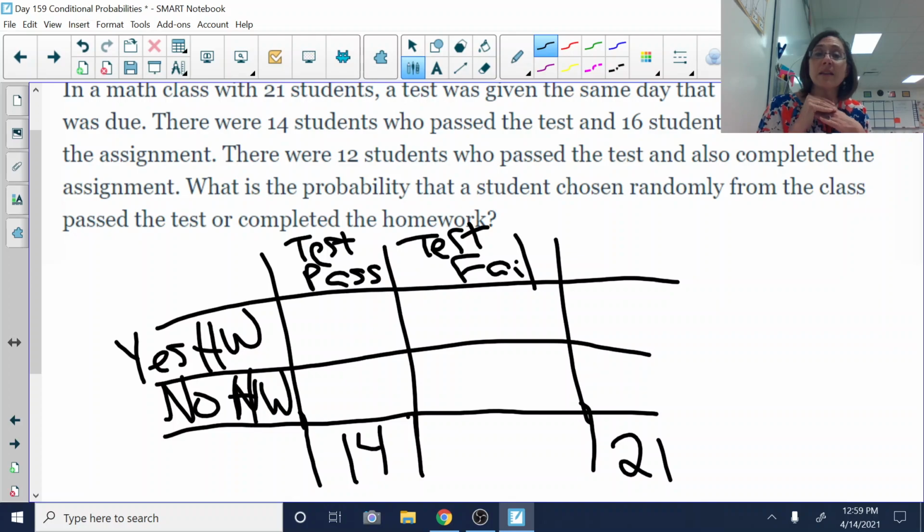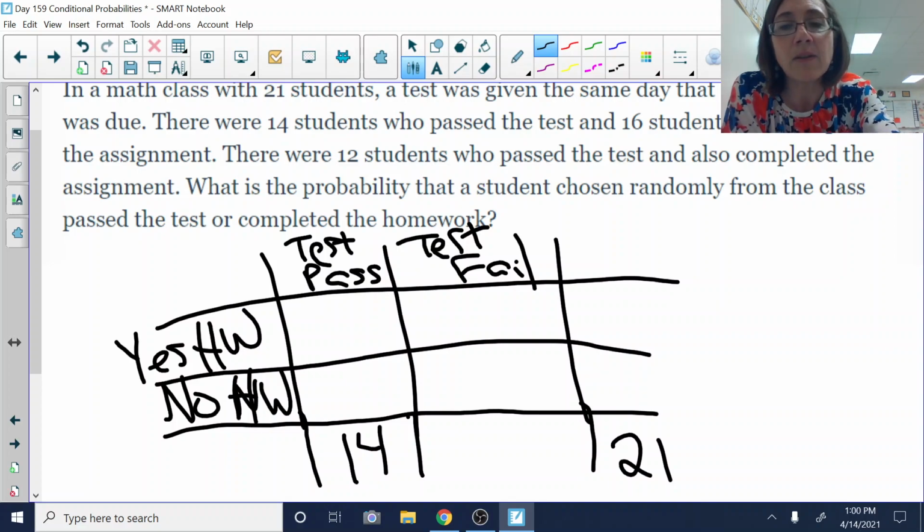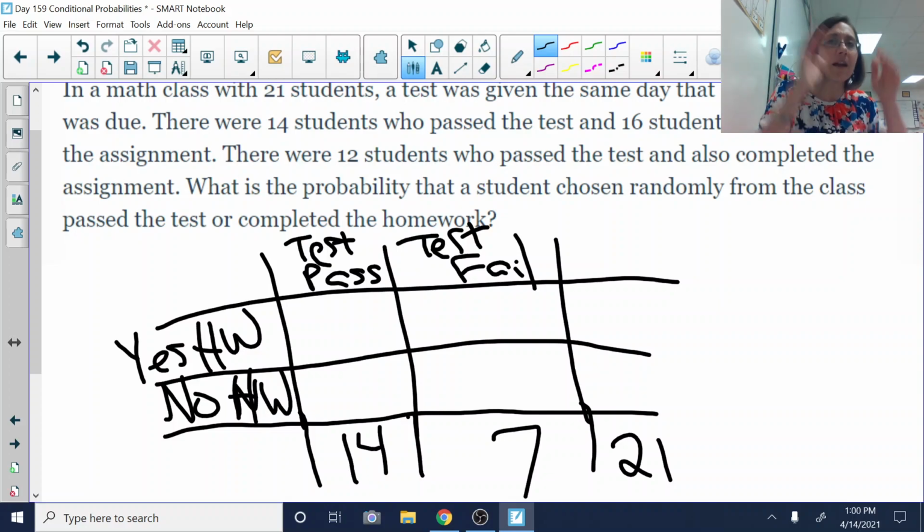So pause. I'm going to pause there this time. So can you figure out how many kids failed the test? Have I given you enough to figure out that? Well, yeah. If there's 21 kids in the class and 14 of them passed, the rest of them didn't. So that would be 7 kids left. So I'm going to put a 7 right there in the test fail column.